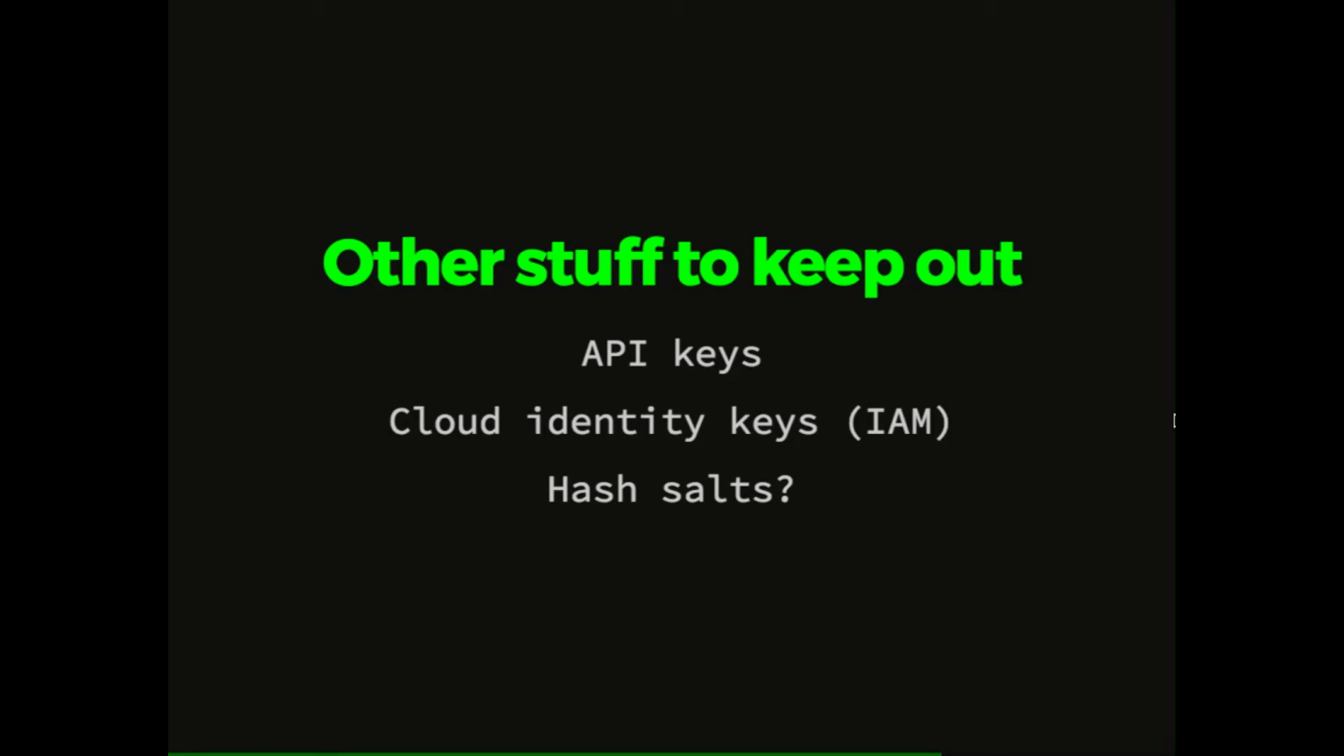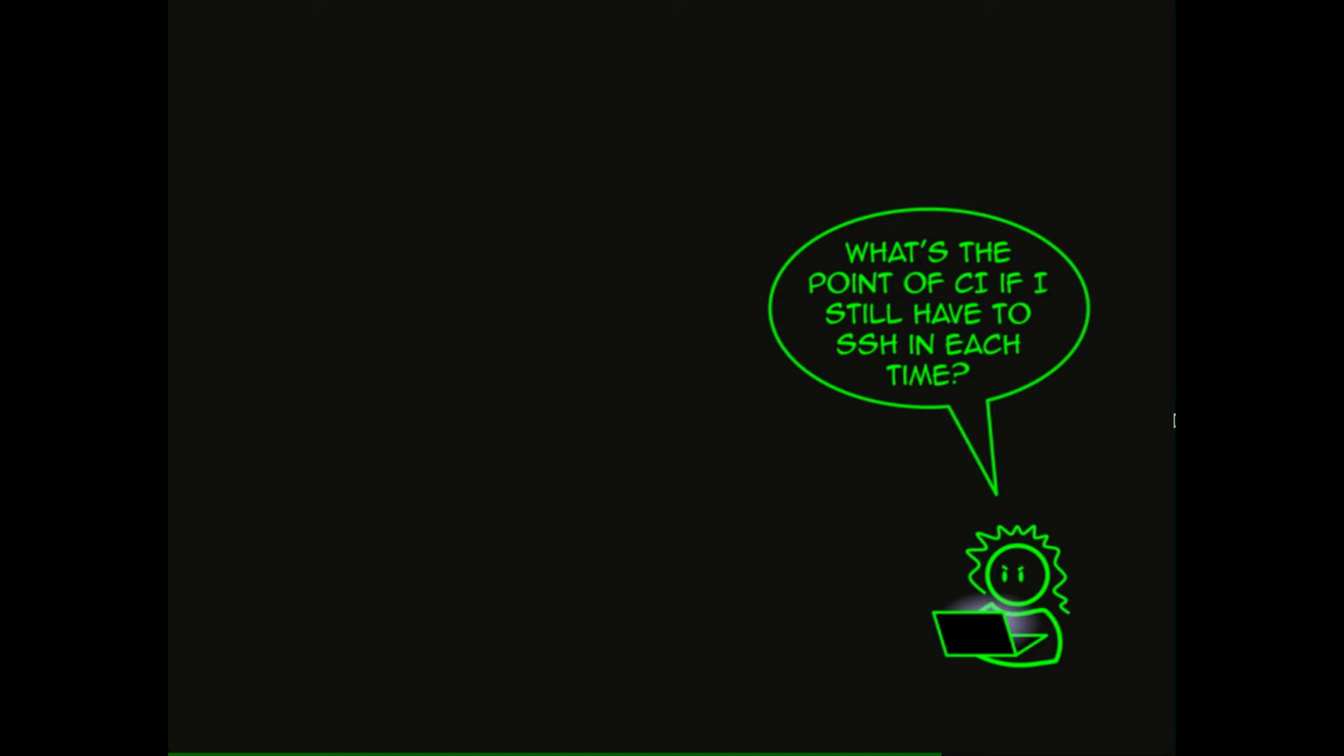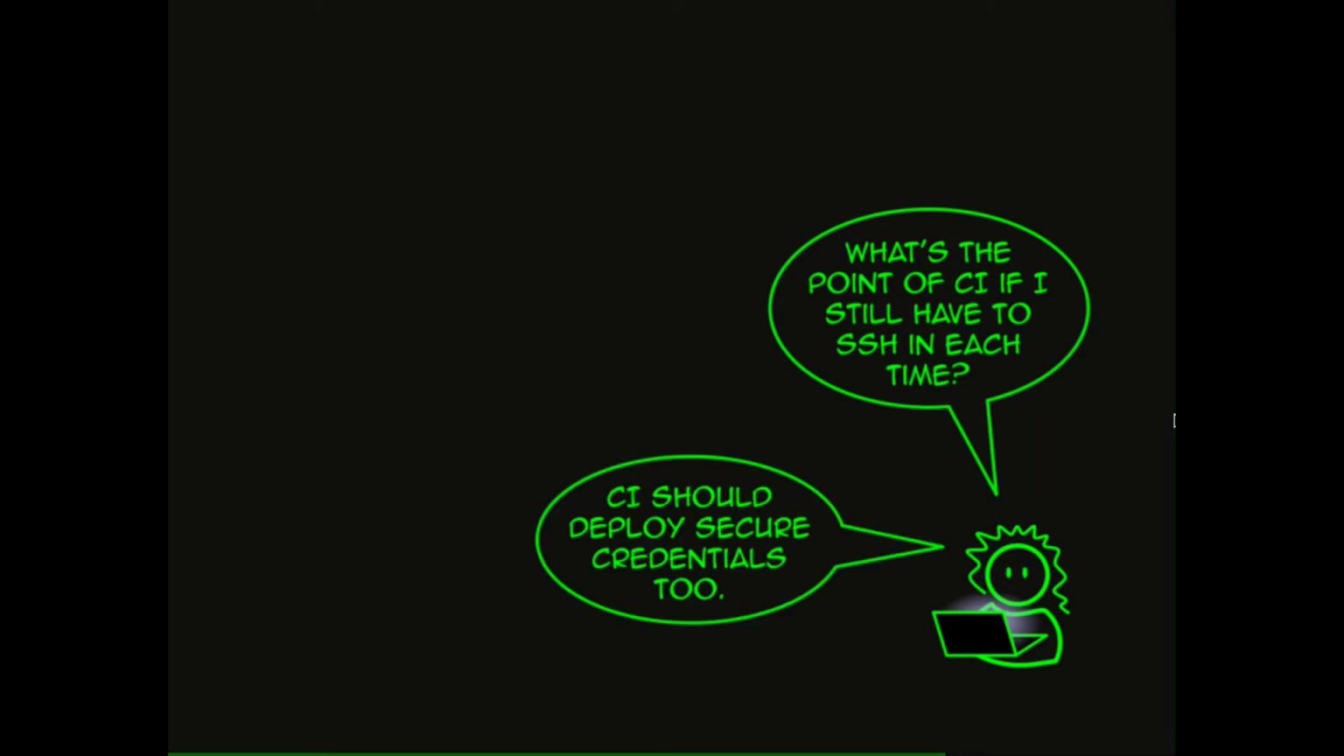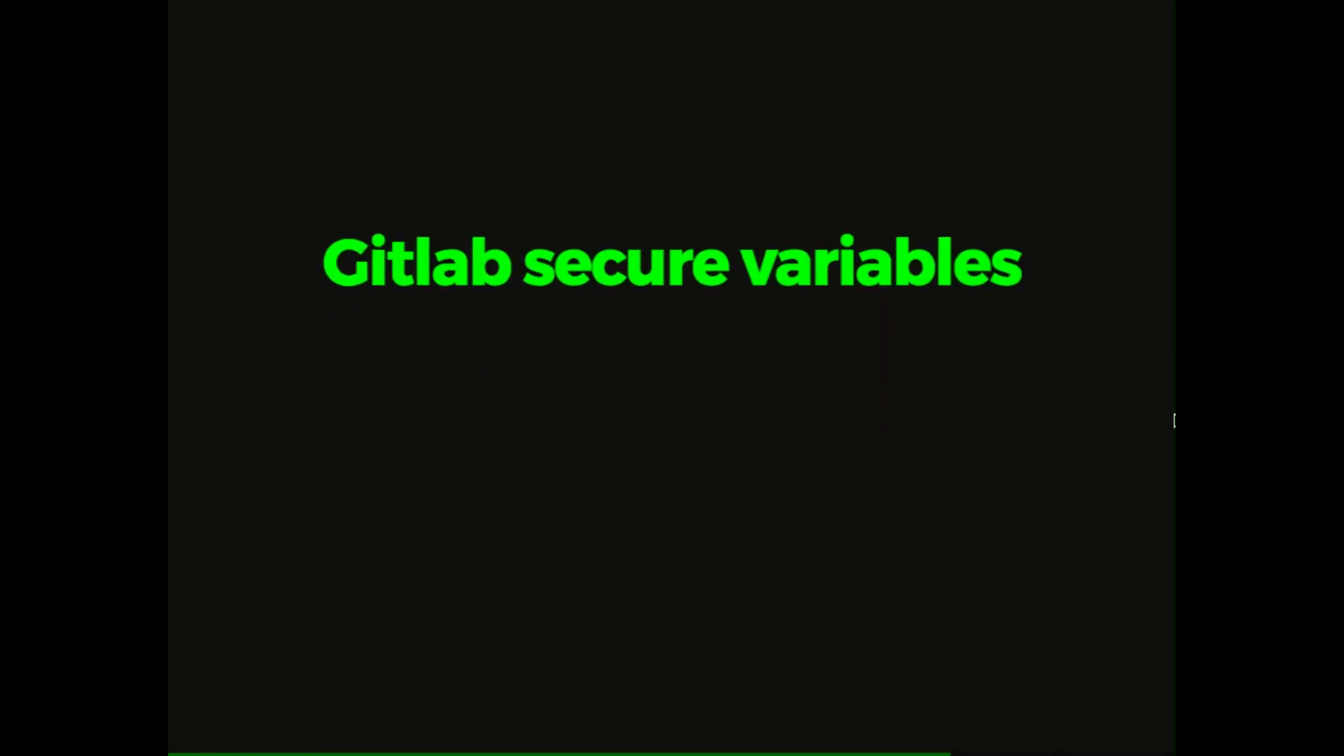That's debatable. The problem is that even though we built all this fancy CI already, we still have to SSH in and add the database credentials each time. That sucks. That's no better than what we had before. I still want to be lazy, damn it. So CI should deploy all the credentials too. So how do we do that?